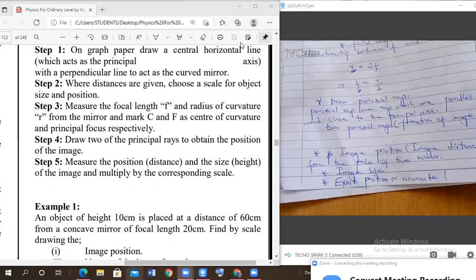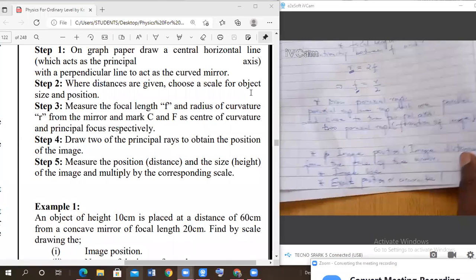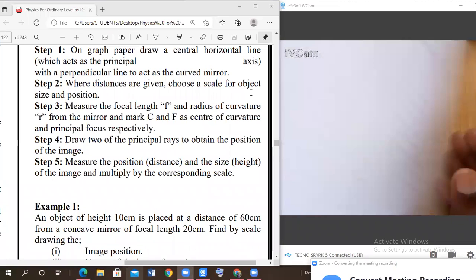You have to use the scale they have given you. Sometimes they may give you the scale, sometimes they may not. So let's go to examples now.